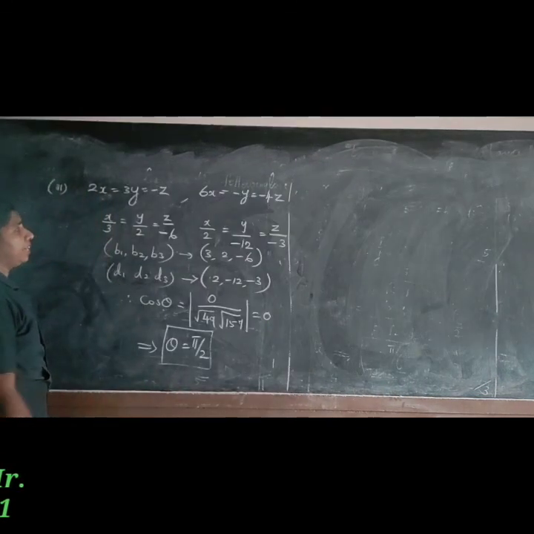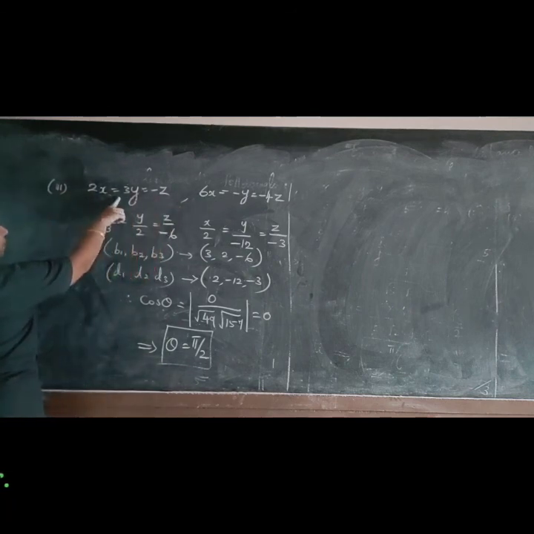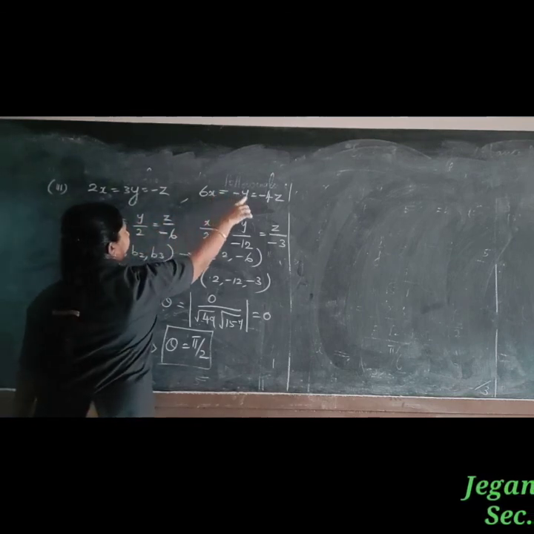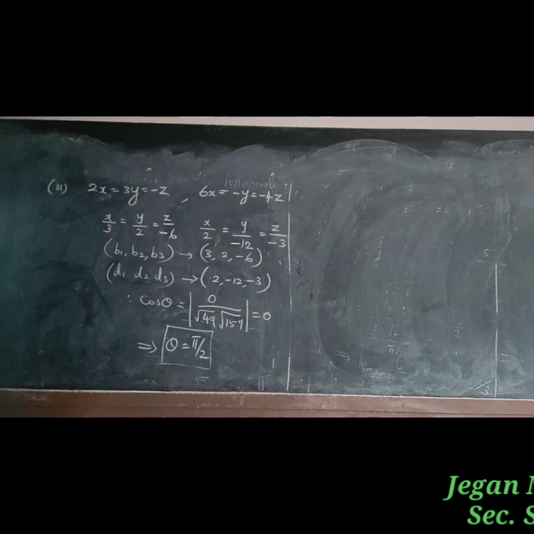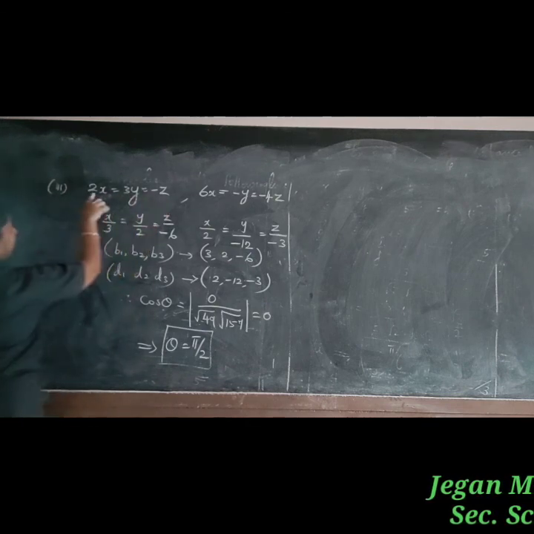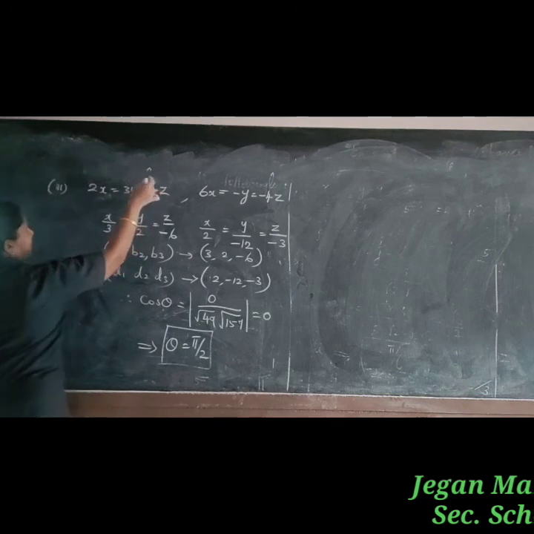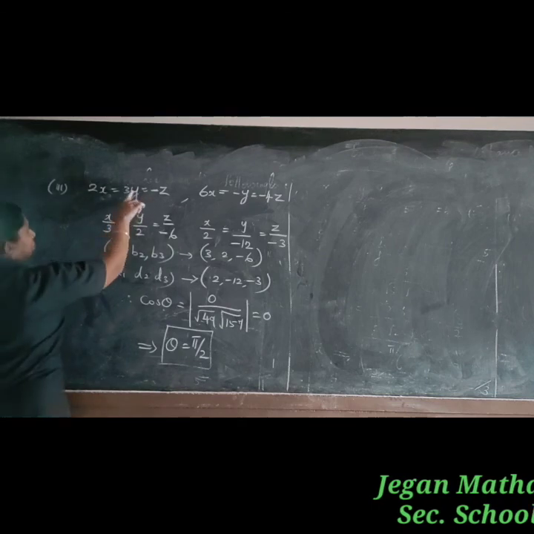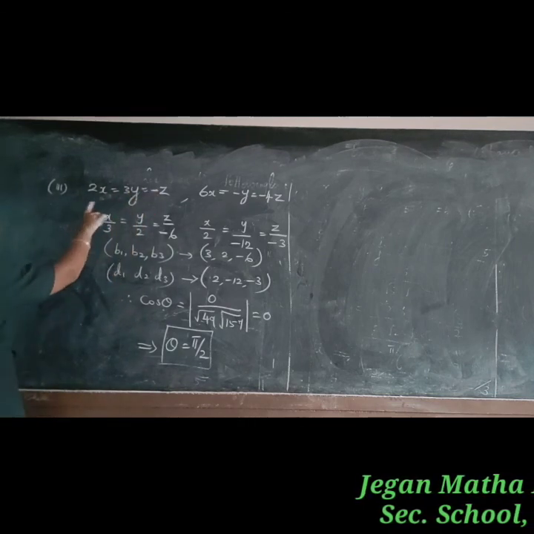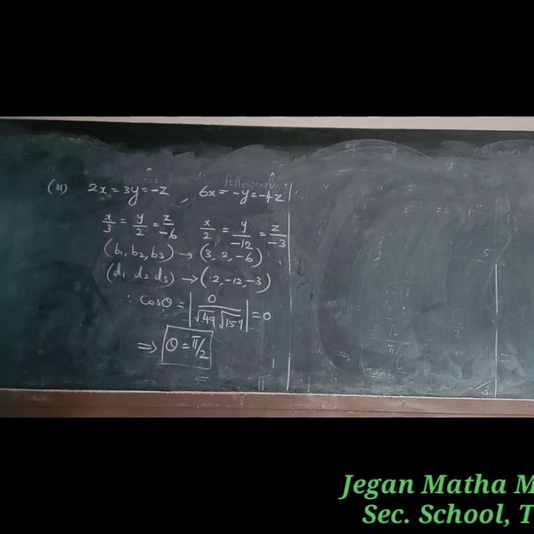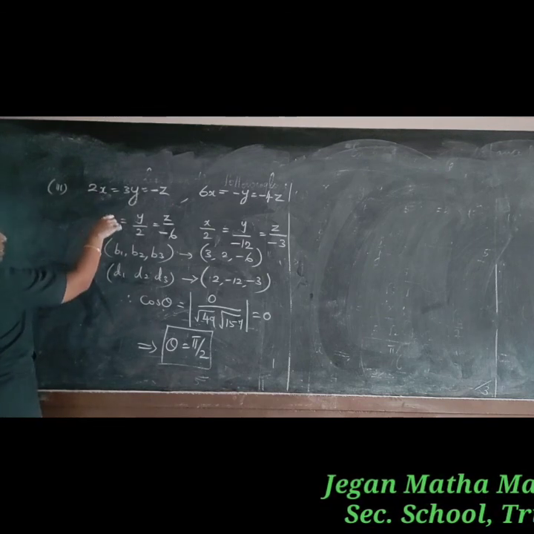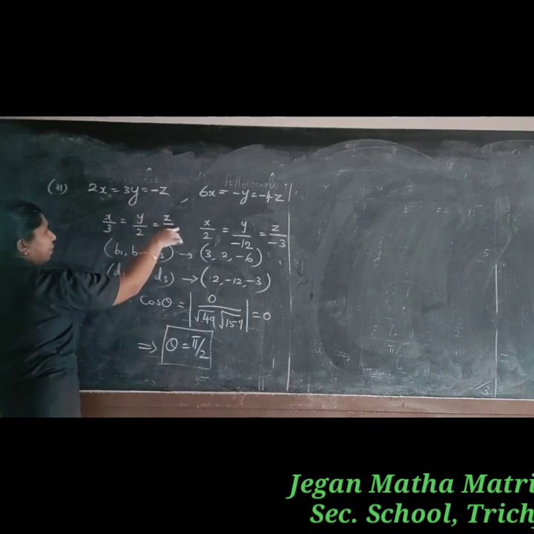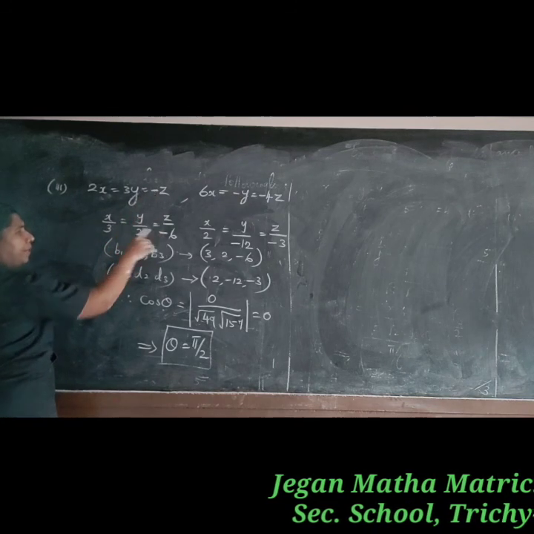Now let us find out the angle between the two given lines. 2x equal to 3y equal to minus z. 6x equal to minus y equal to minus 4z. So now the first equation, here we are having 2, 3 and minus 1. If you are taking the LCM for that, we will get 6. So when we are considering the LCM, the first equation can be written as x by 3, y by 2, and the last one z by, since the minus sign is there, z by minus 6.